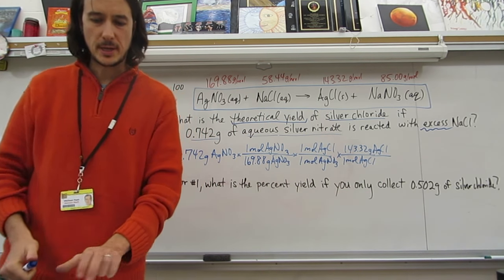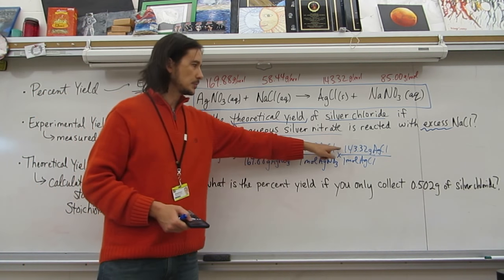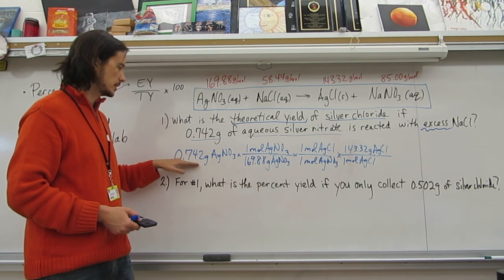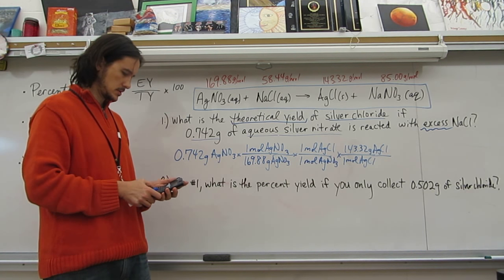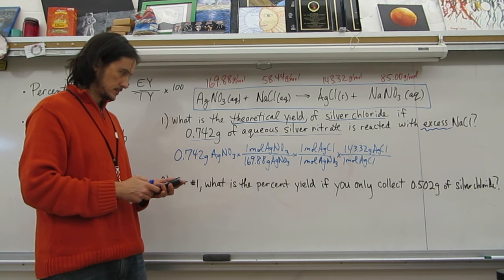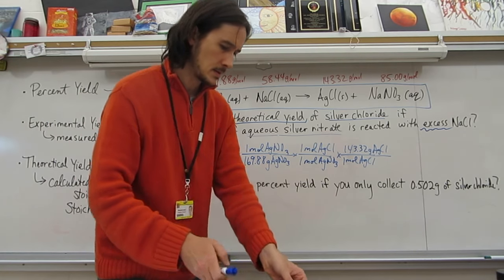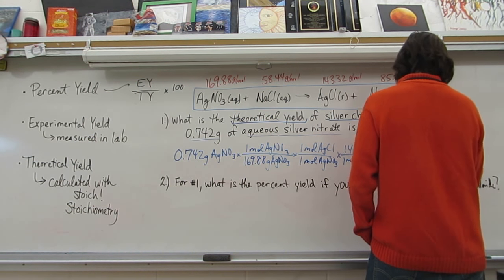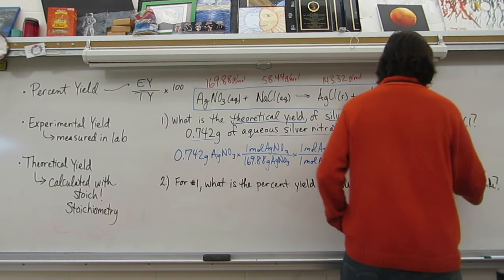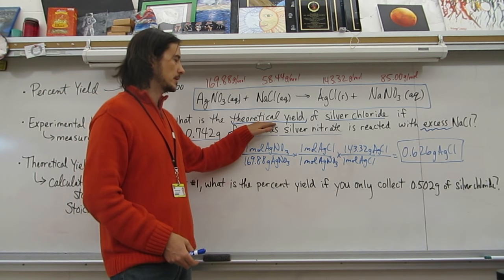Okay, so you should think about the answer that you're going to get before you put it in the calculator. We've got 0.742. We're multiplying by a number that's smaller than the number in the denominator, so it should get smaller, right? 0.742 should get smaller. Boxing it, that's my answer. 0.626 grams of silver chloride is our theoretical yield.